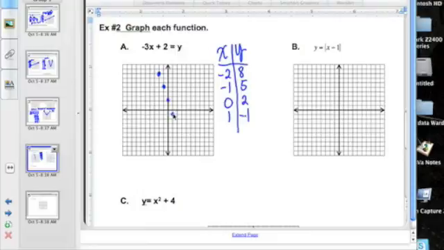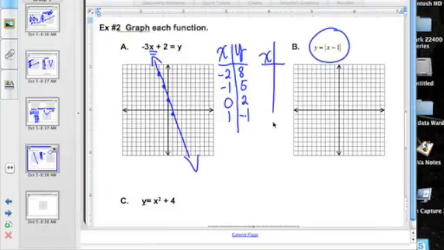I can look on my calculator and see that it's linear. I know it's linear because I've got a regular x. Connect those together. Try to get that line as straight as you can and put your arrows on the ends. What kind of family is that? Absolute values. So I'm going to put my x and y.